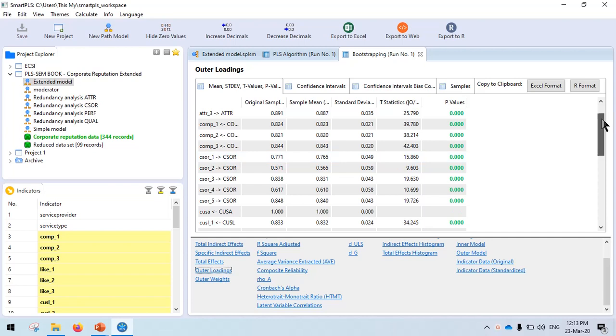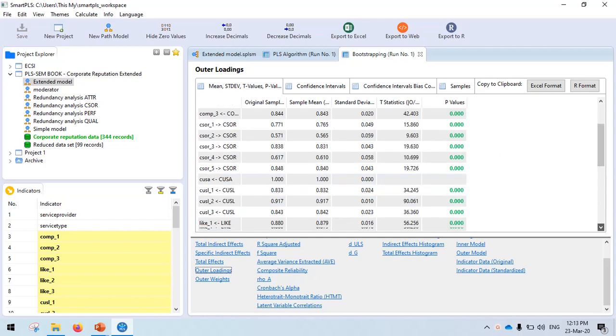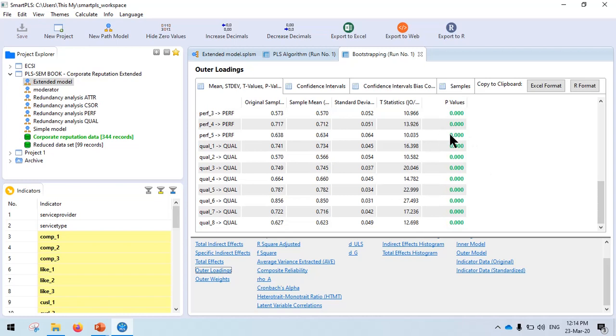You can see also here for corporate social responsibility and for likable, performance, quality. So all of them are significant.